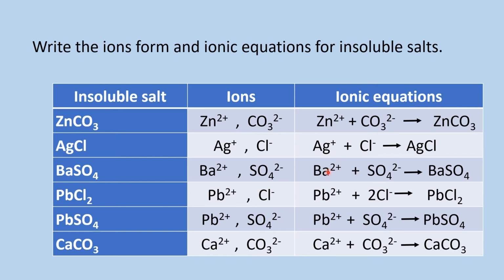Okay. So Ba2+ plus SO4 2-, you will get BaSO4. How about lead chloride? Pb2+ and Cl-. Just put Pb2+ plus 2 Cl-, PbCl2. Remember why you should put number 2 here? Because we have Pb2+ and Cl-, we need 2 Cl-, so our compound is neutral in charge. The same goes for lead sulfate and calcium carbonate. Okay, check it yourself.